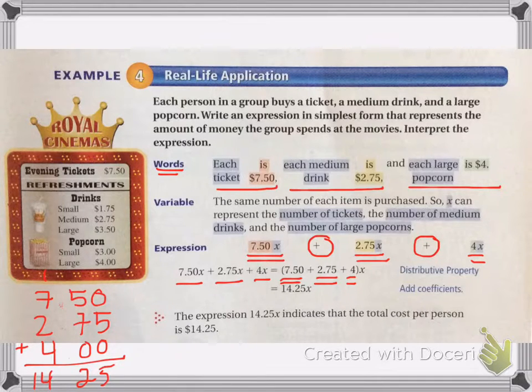And please be careful with word problems because I know you get so excited about finding the answer, but you need to go back to the paragraph, the question. What are they asking for? They're asking for an expression. So they're not asking for how much each person spent. So 14.25x is your answer. The expression 14.25x indicates that the total cost per person is $14.25. Awesome job.